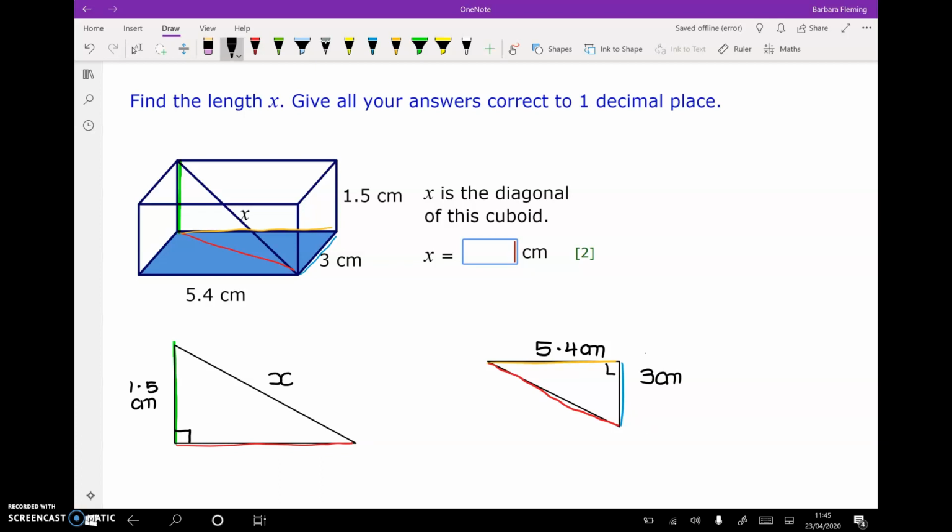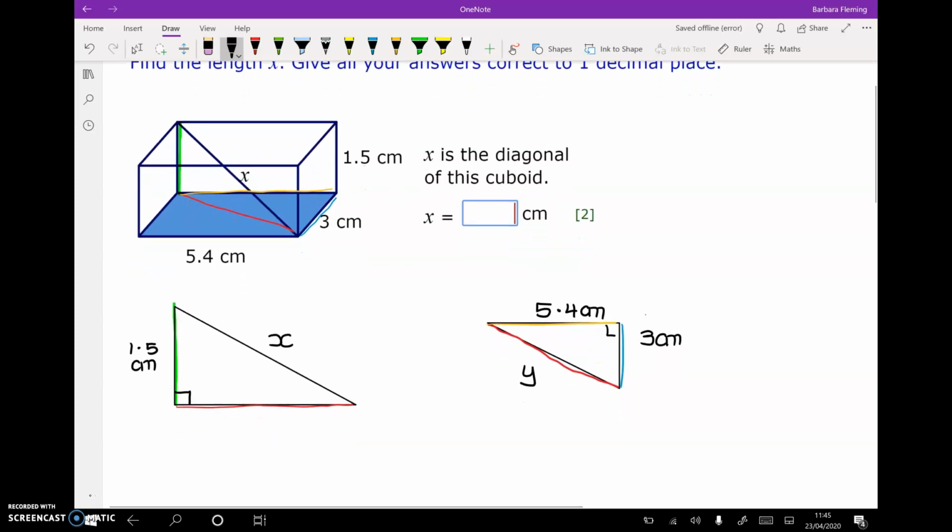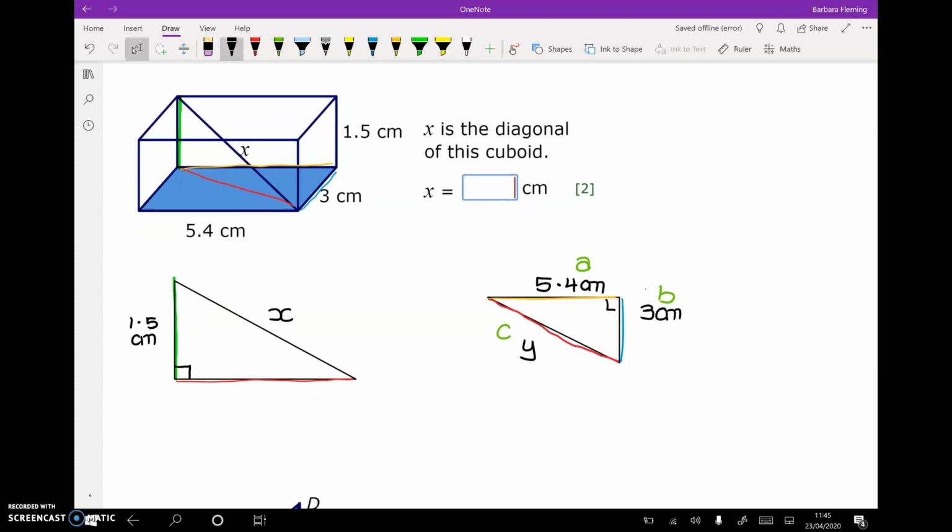That's what we want to find first because we've got enough information here. Let's call that y because x is the final thing we're looking for. Okay. Y is across your right angle, so this is our hypotenuse, it's the longest side. So we've got our C there and our A and our B. Our order doesn't matter for our A and our B, they are the shorter sides. So C squared equals A squared plus B squared.